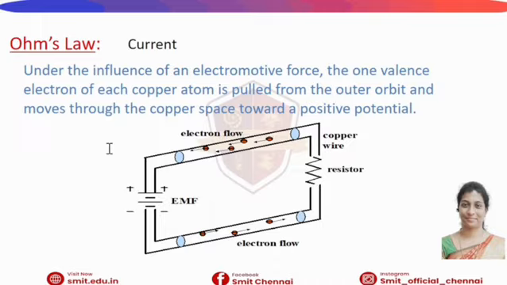Then in Ohm's law, we have the electromotive force. Under the influence of an electromotive force, one valence electron of each copper atom is pulled from the outer orbit and moves through the copper space towards the positive potential. In this, the electron flows opposite to the positive. So the flow of electrons is called the current.